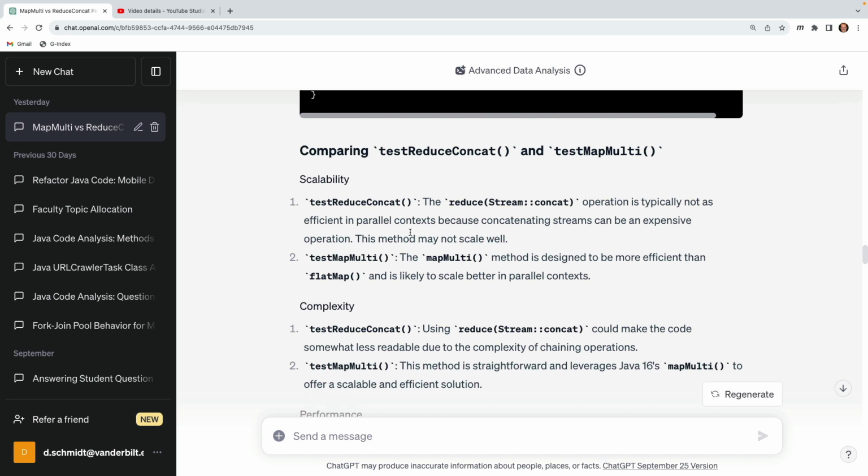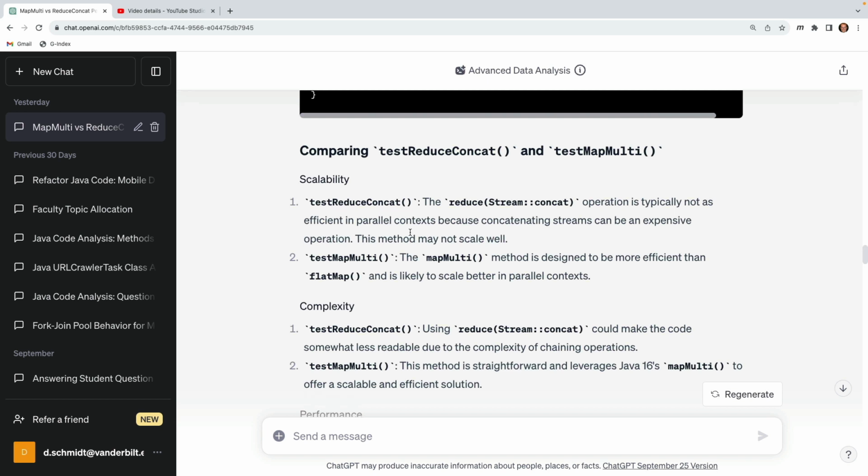I also, by the way, tried the same exercise using Claude, which is another LLM. And it was not nearly as good. It decided that testReducedConcat would work better than testMapMulti. And then when I told it it probably was wrong, it of course apologized profusely and said, oh, you're right, I didn't do a very good analysis. And now that you've corrected the error of my ways, I see that you're going to get a better result if you use testMapMulti.